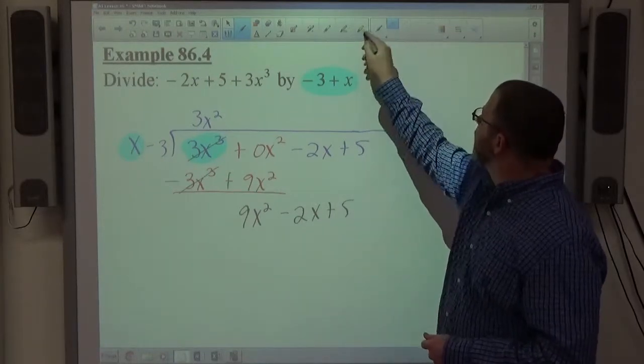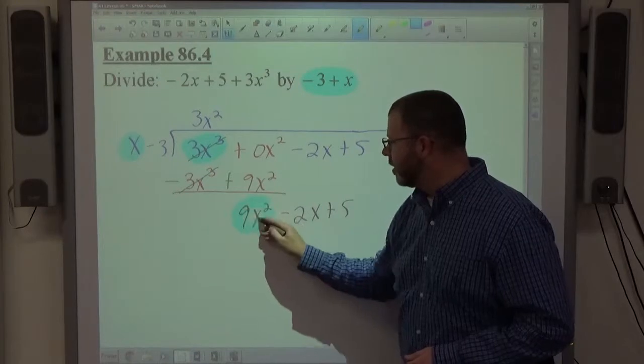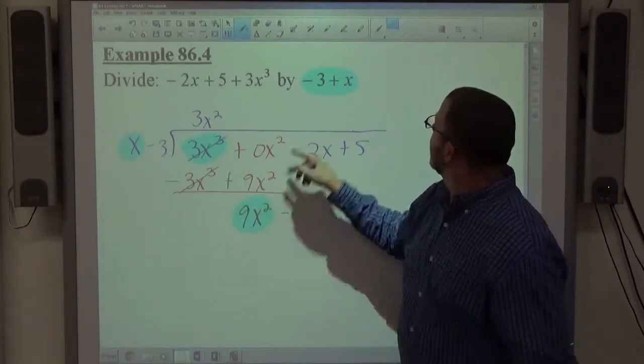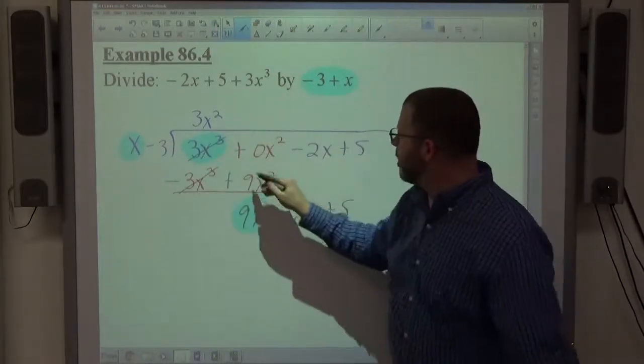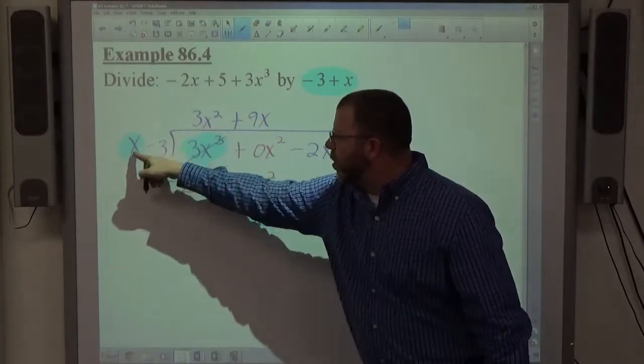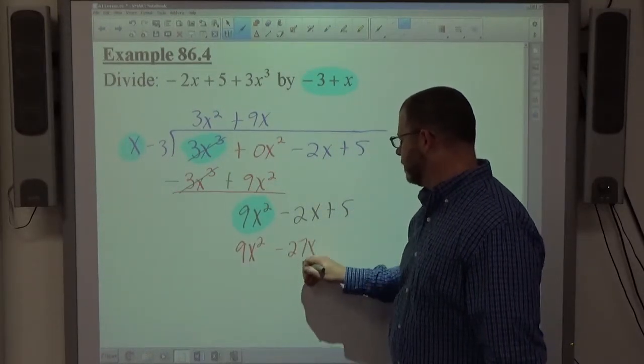And then we're back at the division step because, again, this is not a constant, so I can divide again. So first object divided by first object. Positive 9x squared divided by positive x gives me positive 9x. We multiply 9x times both things. I get positive 9x squared. I get negative 27x.